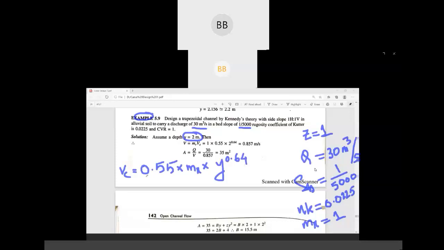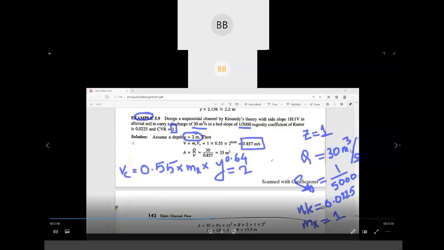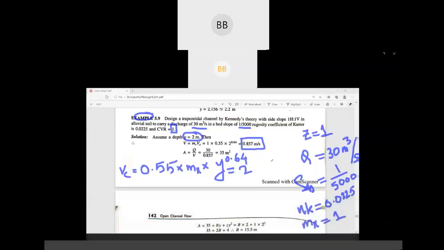Okay. So 0.55 multiplied by mr. Mr is already given. That is your 1. Okay. And multiplied by y to the power 0.64. So 2 is y we have assumed, y is equal to 2. Okay. So 2 to the power 0.64. So calculate and see if you are getting the same value or not. That is 0.857 meter per second. You are getting the same value.